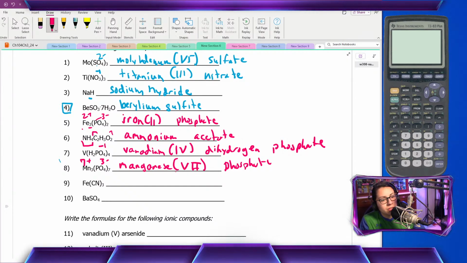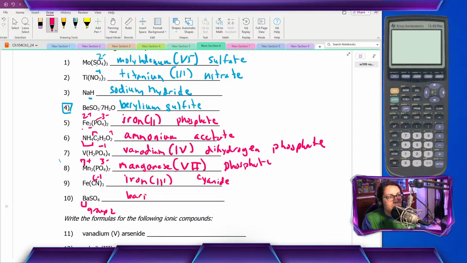So 9, so this is cyanide here, -1 charge. So that gives us iron 3 cyanide. And then this last one, so this is right at group 2. That's going to be barium sulfate.